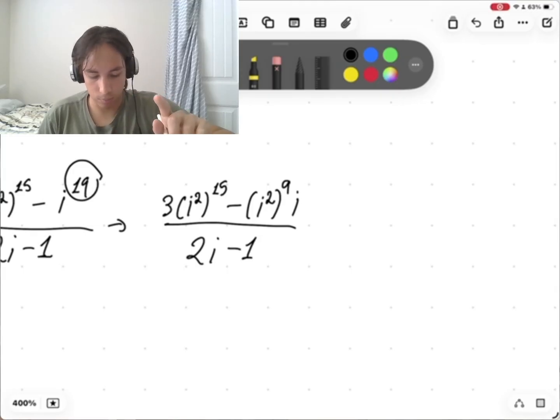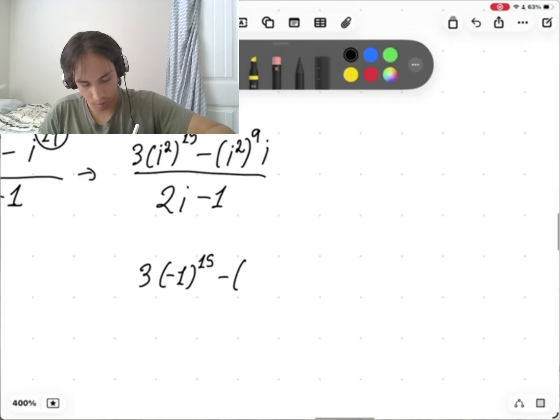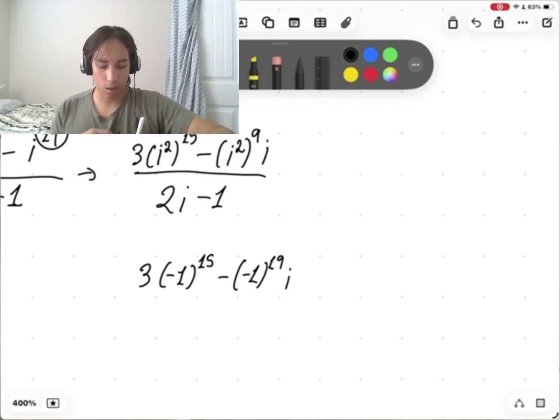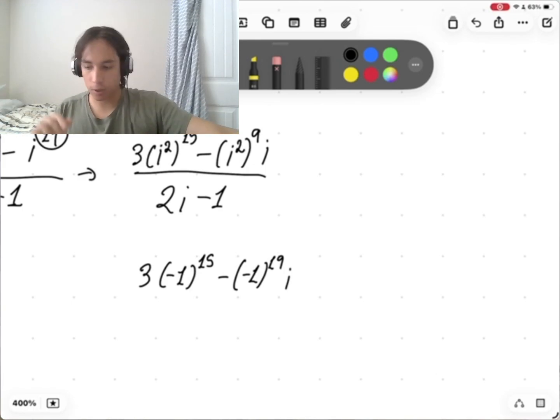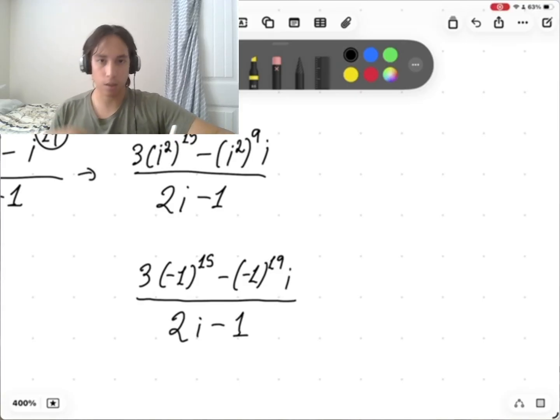Right. So this becomes -1 to the 15th, minus -1 to the 9th times i, and from there you can try to put the -1s to the x power in the calculator. However, I'm gonna waste your time further and try to do it by hand because I feel like it, and I think it's a nice challenge.